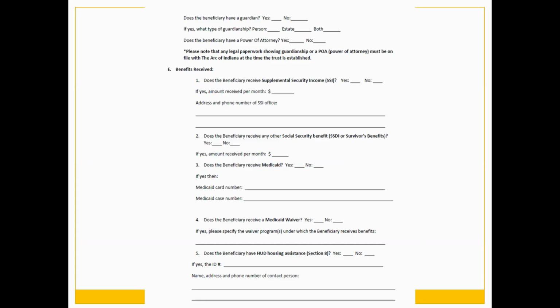Just like with Trust 1, under number 3, where we ask for both the Medicaid card number or case number, we only need one or the other. We do not need both.